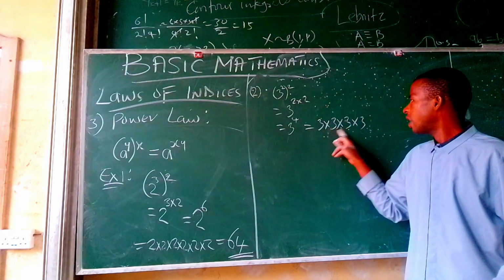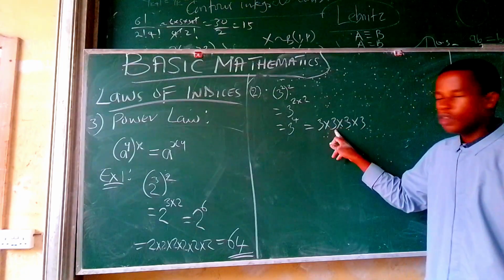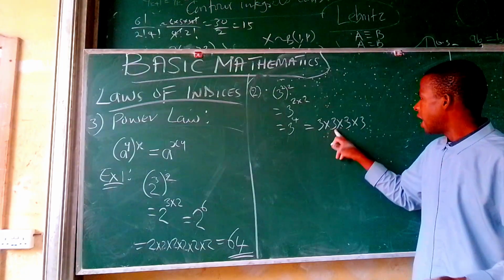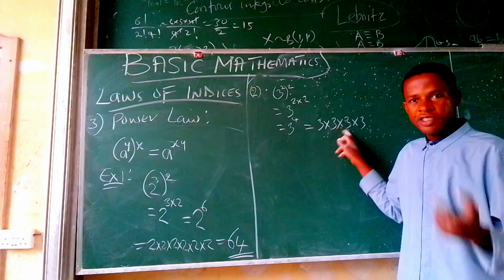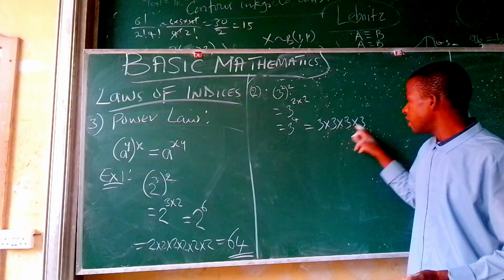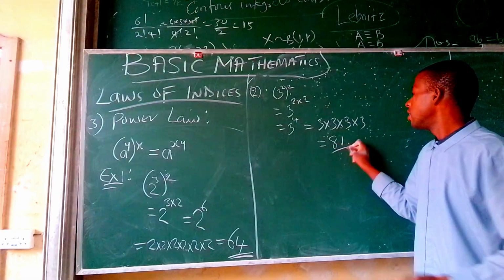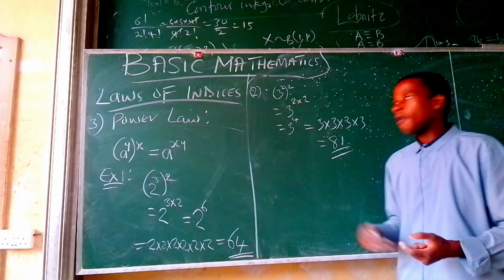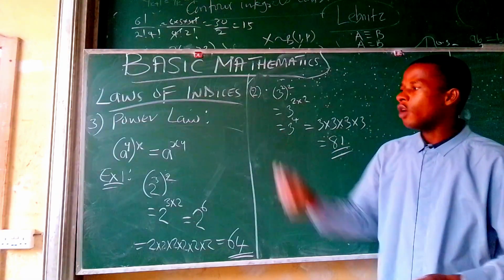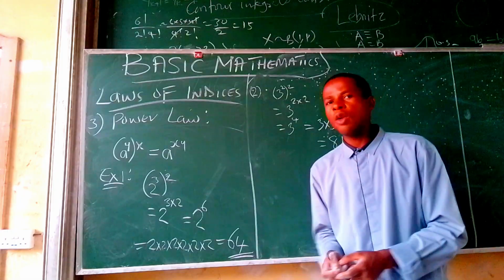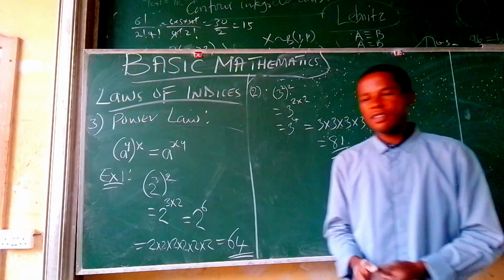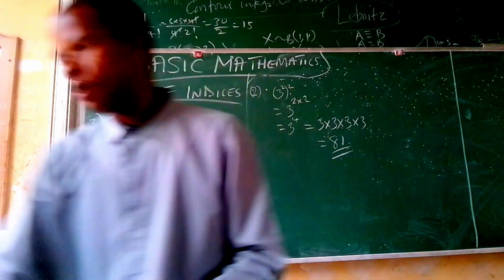3 times 3 times 3 times 3. 3 times 3 is what? 9, right? 9 times 3 is what? 27, right? 27 times 3 is what? 81. And this is the final answer. Now we are talking about the power law in indices. Now let's look at other laws in indices and how to solve them using examples.